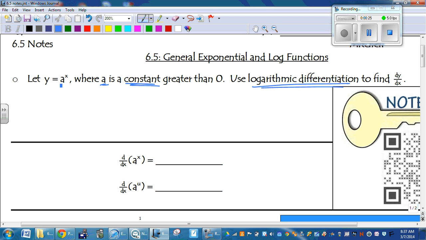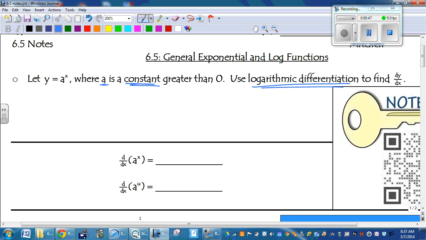And we still can use that, but what we're going to do is do this in general and be able to use a formula instead of having to do logarithmic differentiation every time. So we can always fall back on that, but if you can remember this formula, it'll make things a little bit easier, a little bit less work for you. So let's go ahead and work this out like we would have in the past.